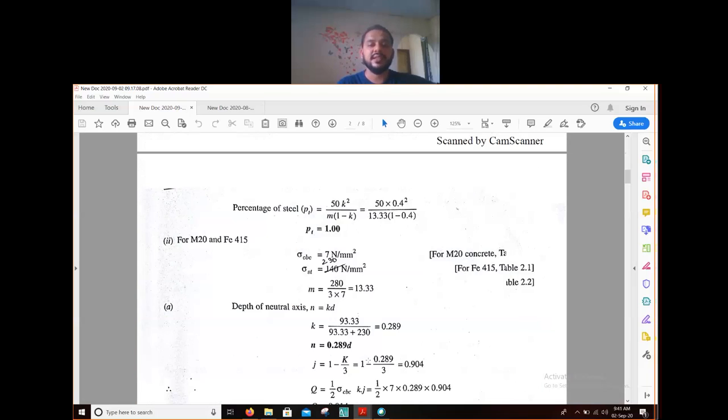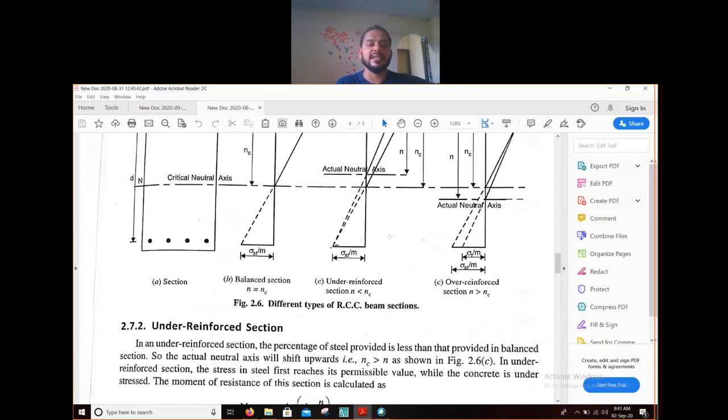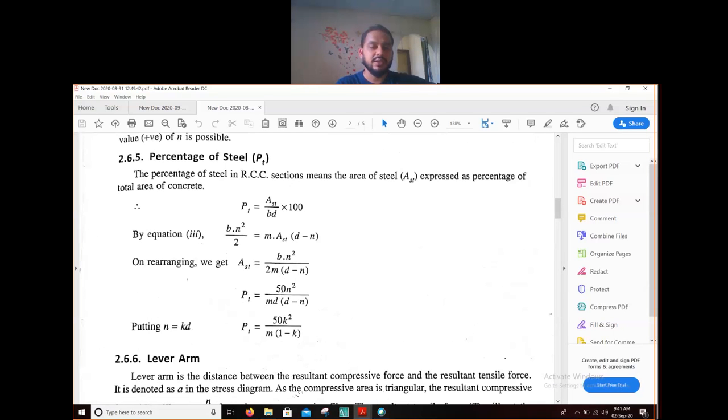Next, we have to find out the percentage of steel. The percentage of steel formula is this one. In the last class PDF which I have shared with you, this is the percentage of steel. PT equal to 50K square divided by M into 1 minus K. PT means percentage of steel, K means our neutral axis depth factor, M is your modular ratio. All these values are known. We have already calculated the values, so we can find out the value of percentage of steel.